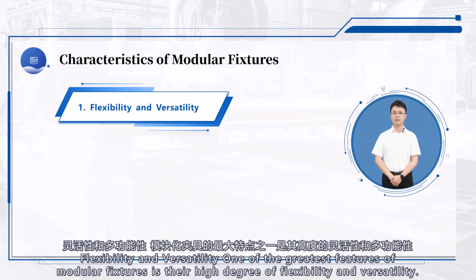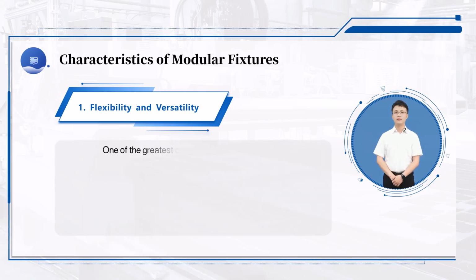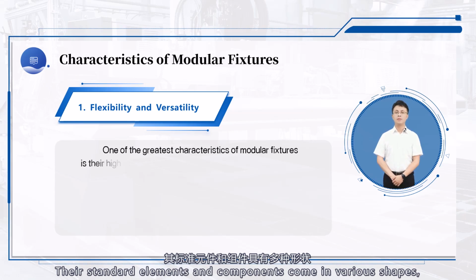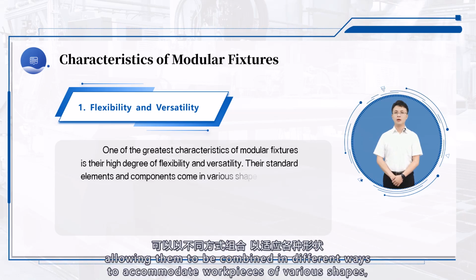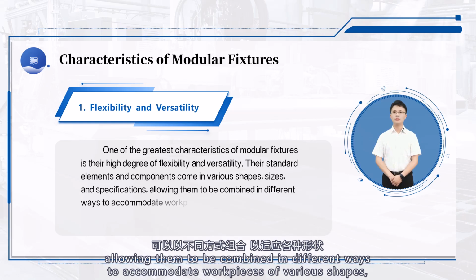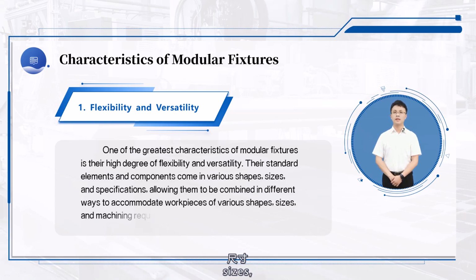1. Flexibility and versatility. One of the greatest features of modular fixtures is their high degree of flexibility and versatility. Their standard elements and components come in various shapes, sizes, and specifications, allowing them to be combined in different ways to accommodate workpieces of various shapes, sizes, and processing requirements.